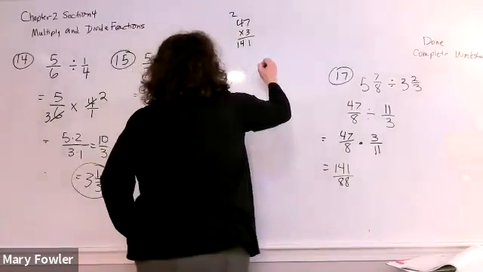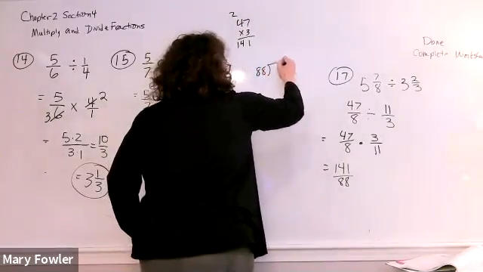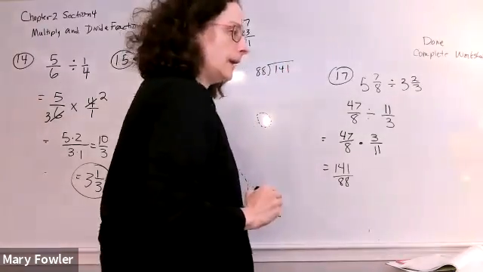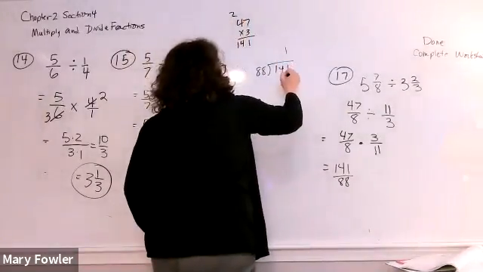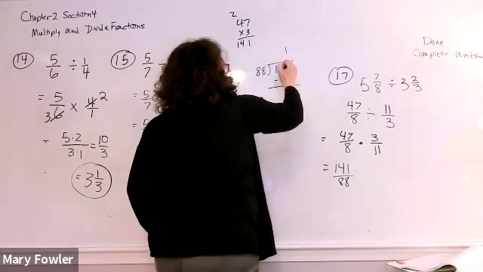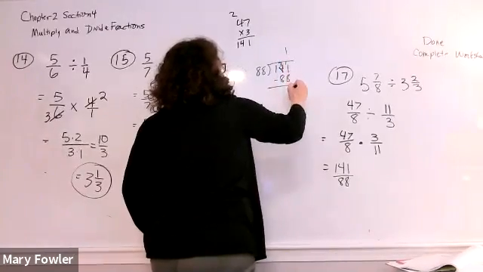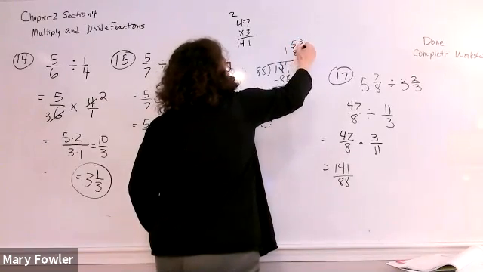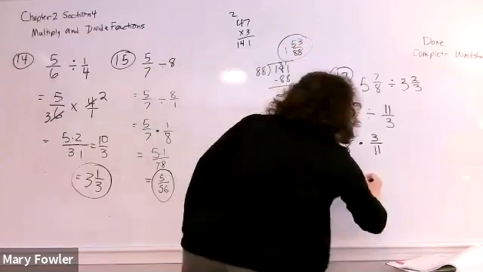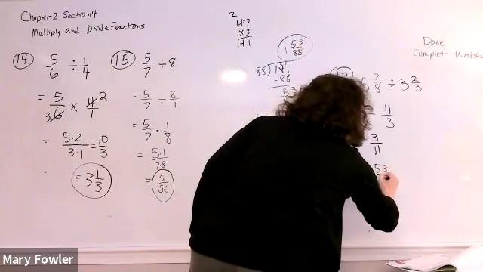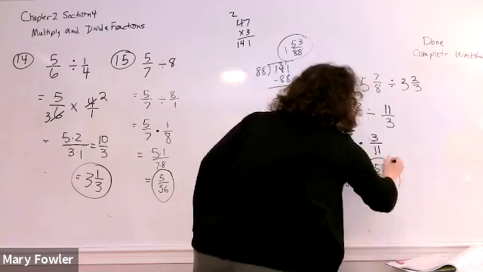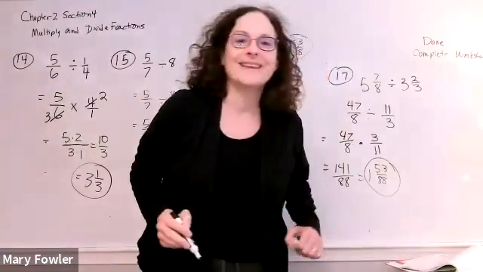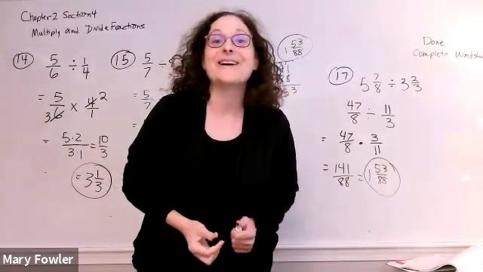To do that, I'm gonna divide 141 by 88, and that goes in one time. Do the subtraction here. 1 53/88. And fortunately, I think I got to the end of that problem correctly, finally.